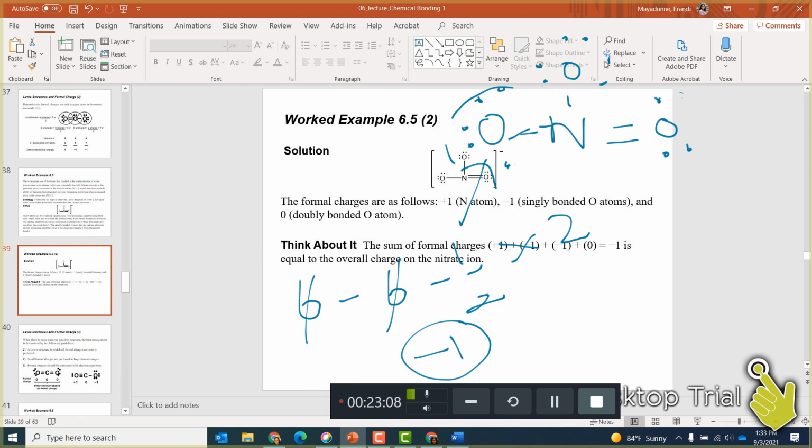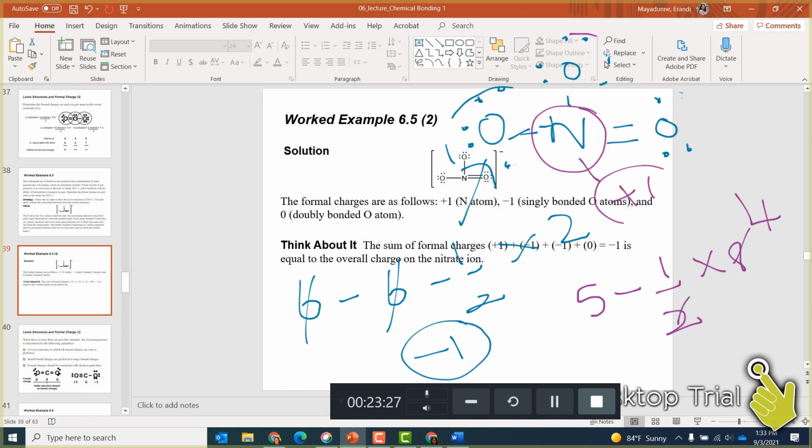You go to this nitrogen in the middle: 5 valence electrons minus no non-bonding, all bonding. How many bonding? 1, 2, 3, 4, 5, 6, 7, 8, half of 8 is 4. So this one is positive 1. And this oxygen also is negative 1. And then we have to find this one. This oxygen, what is the formal charge? 6 valence electrons minus 4 non-bonding minus half of 4, right? So 2, this is 0.